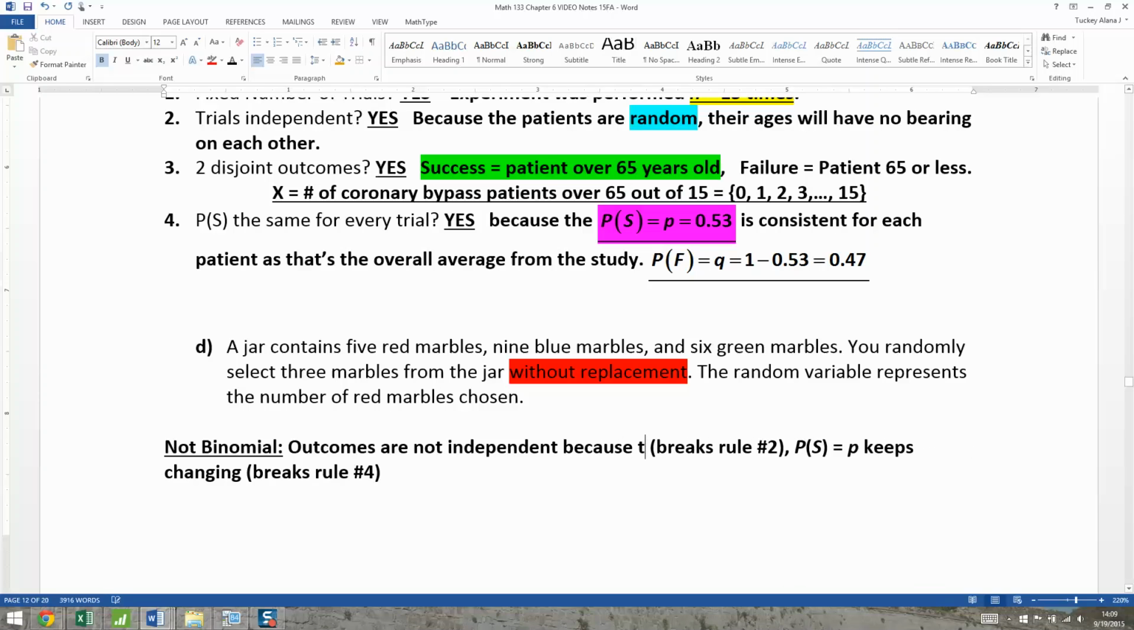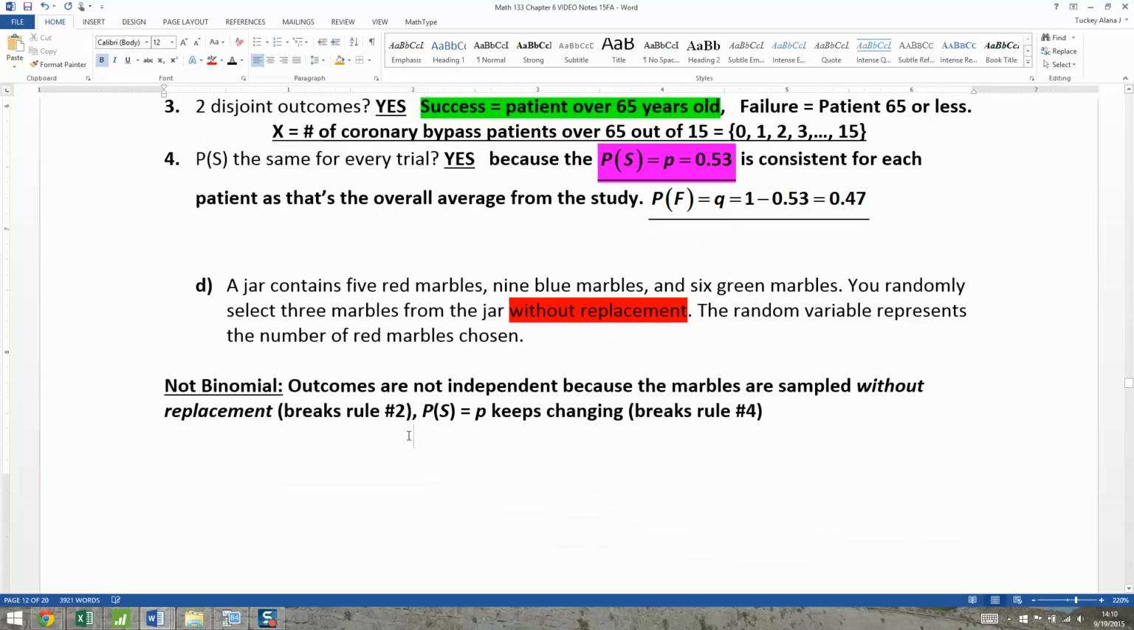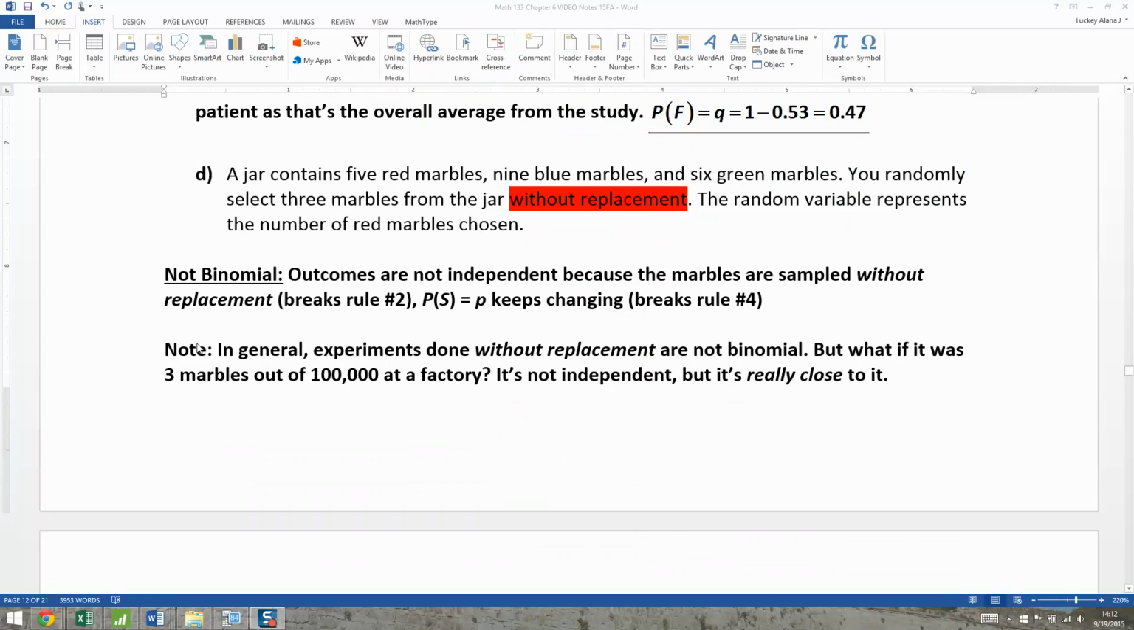Okay? So once we have it without replacement, because the marbles are sampled without replacement, that breaks rule number 2, and the probability of success will keep changing. So in general, experiments done without replacement are not binomial because of what we're seeing above. It violates independence, you lose independence, and you lose your probability being consistent because you're losing independence.